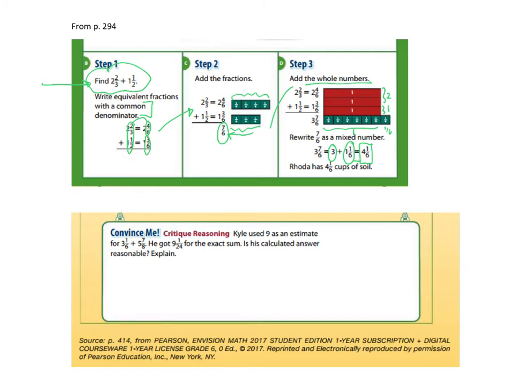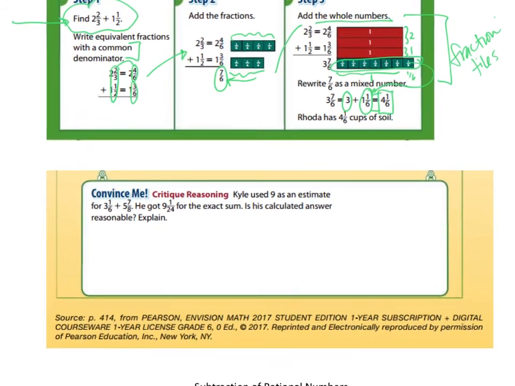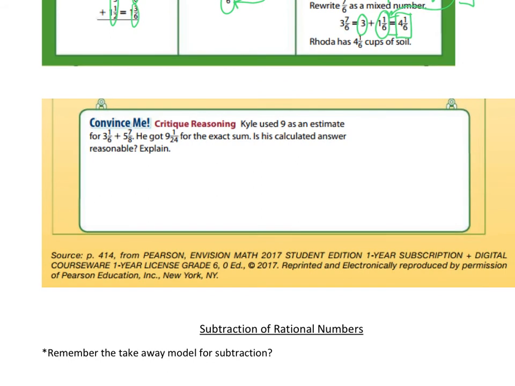1/6. So you can see this one is going back to using those fraction tiles that we saw in the previous lesson. It's really nice so students can see how they have that improper fraction going on and that they were able to rewrite it. Okay, so the next one we want to look at is the convince me.